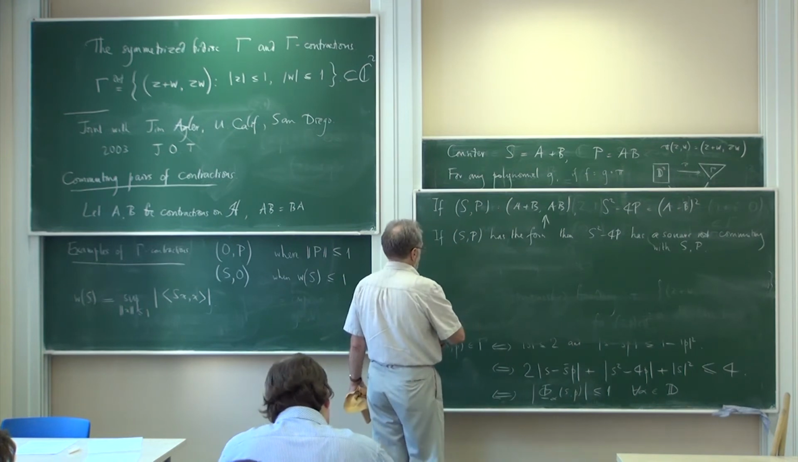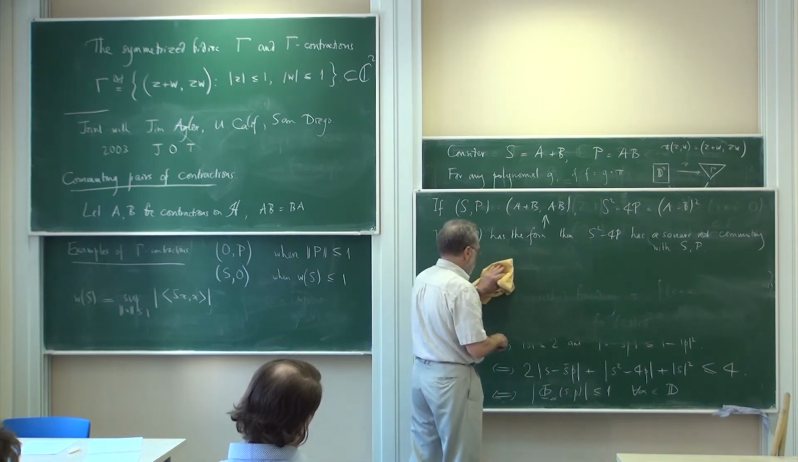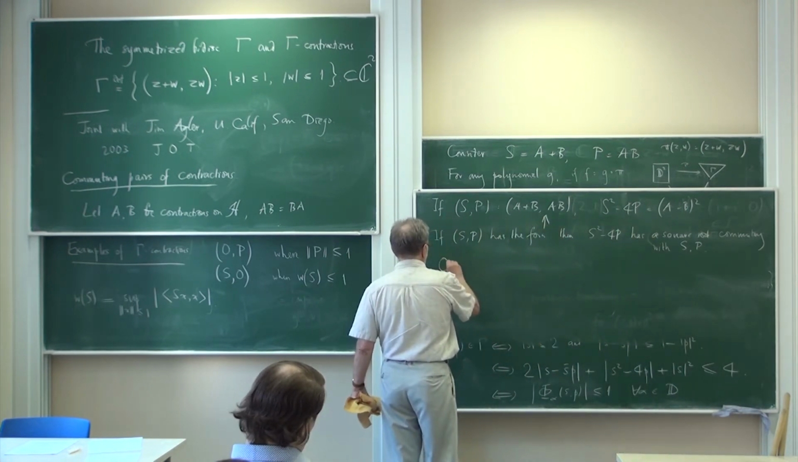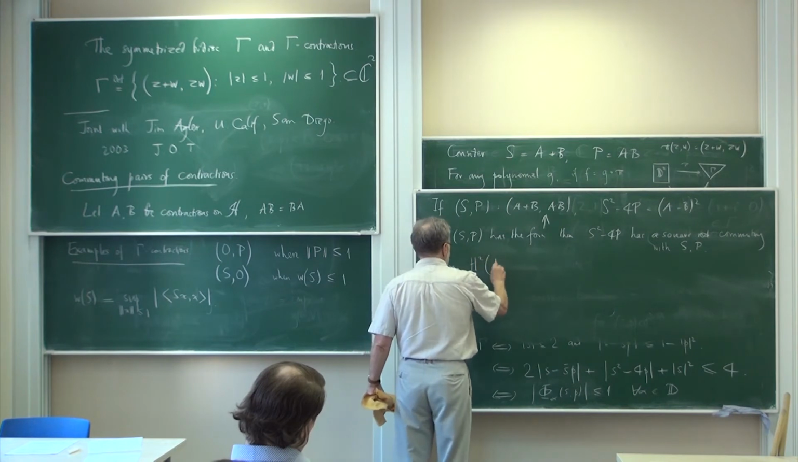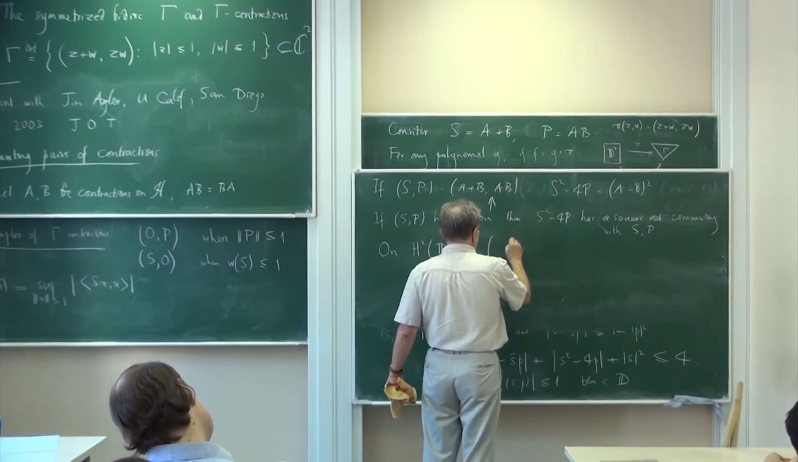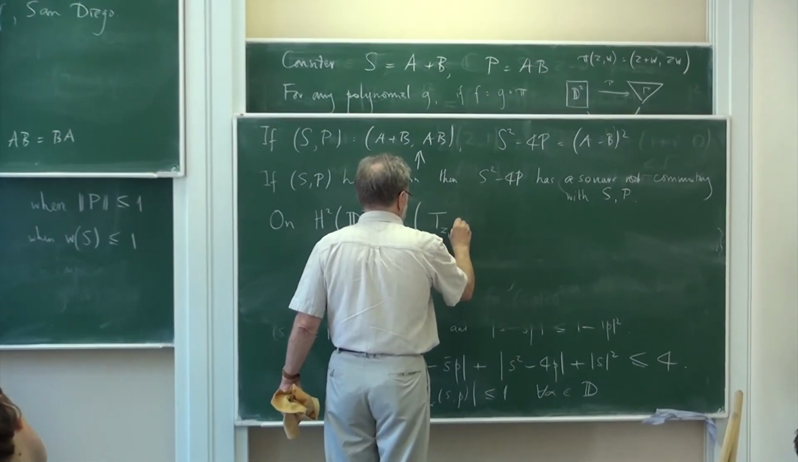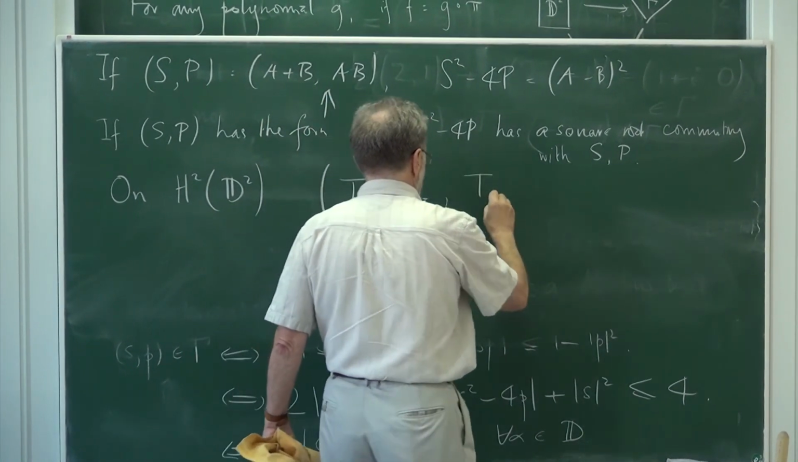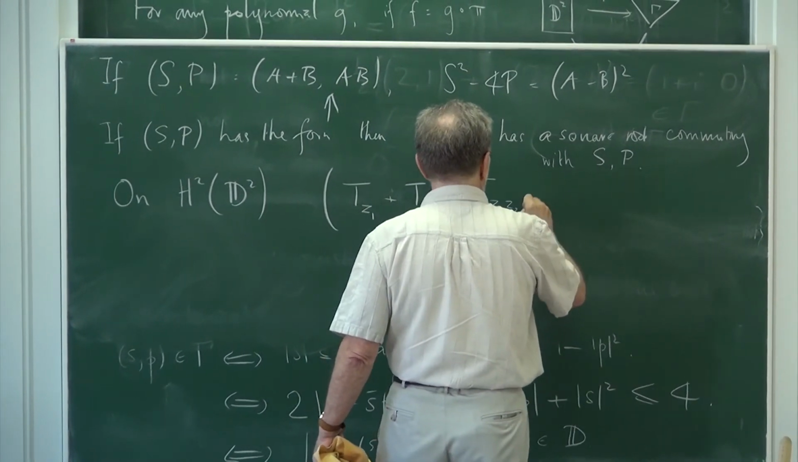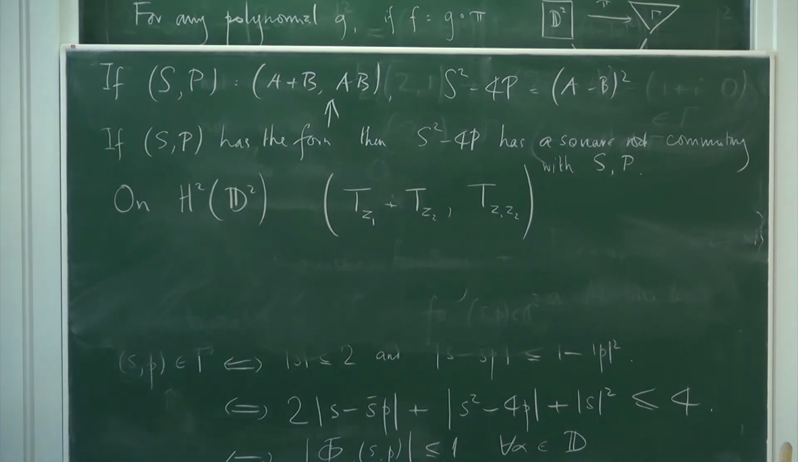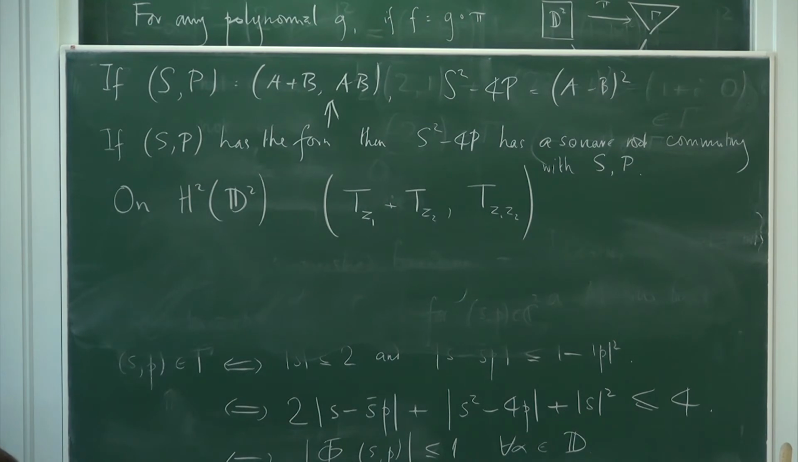If you look at H2, the Hardy space of the bidisc, you could look at the pair of operators T_{z1} + T_{z2}, T_{z1}T_{z2}. So these are Toeplitz operators. Now, of course, that is of the form (A + B, AB), with commuting operators T_{z1} and T_{z2}.